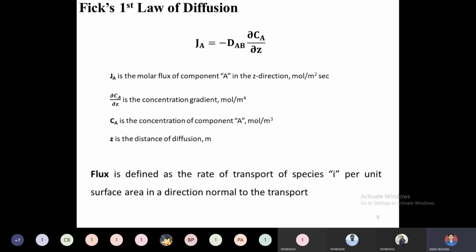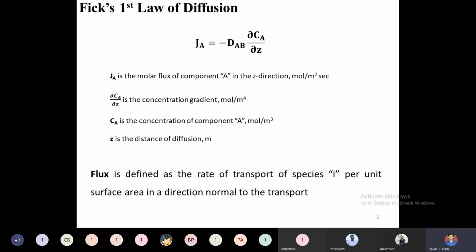Then the next topic is Fick's first law of diffusion. What is Fick's first law of diffusion? It is the governing equation in mass transfer operation, like Fourier's law in the heat transfer course. It is the same form of equation. Fick's first law of diffusion says flux is directly proportional to the concentration gradient: Ja is proportional to minus dCa by dZ.